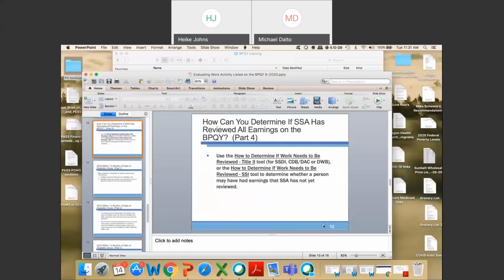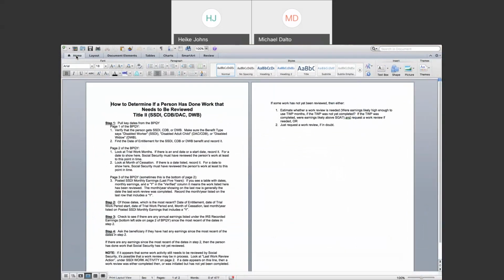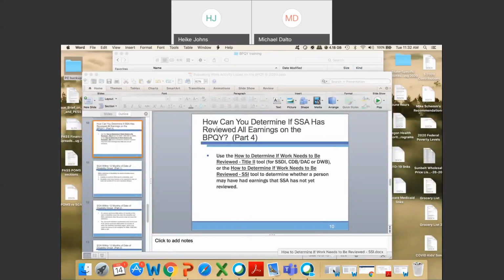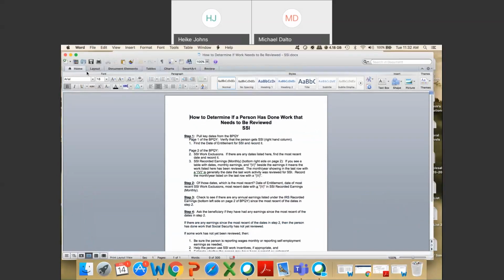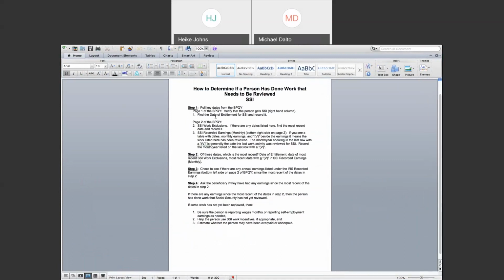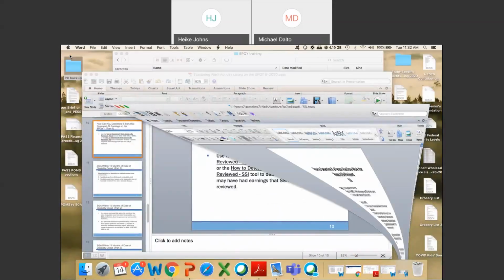And just to show you these two tools, here's the How to Determine If a Person Has Done Work That Needs to Be Reviewed for Title II tool. And this one looks pretty similar, but there are some key differences and it's shorter. How to determine if a person has done work that needs to be reviewed for SSI. Okay.